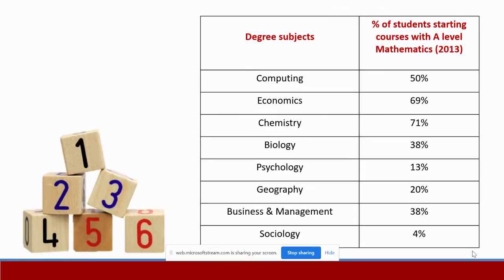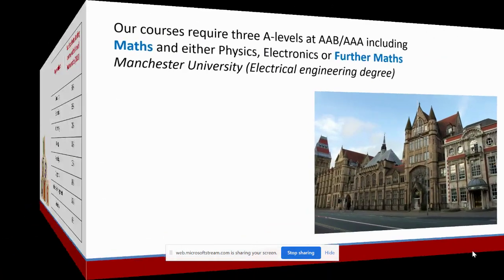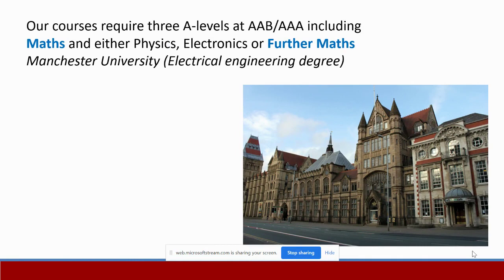And of course, degree subjects. This is a list here of the percentage of students on those degree subjects that took maths at A-level. You can see chemistry and economics there. Around 70% of students taking that degree will have come to the university with an A-level in maths. And that's kind of demonstrated in the course offers that we see on UCAS.